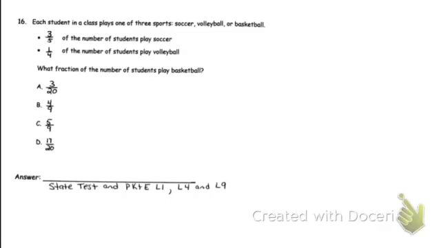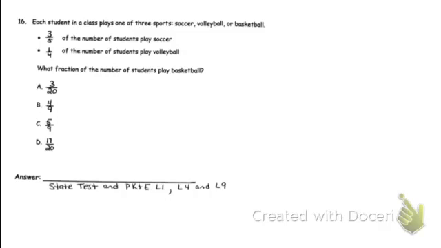Okay, let's take a look at the first bullet. 3/5 of the number of students play soccer. Second bullet, 1/4 of the number of students play volleyball. The question says, what fraction of the number of students play basketball? And I see that my answer is all fractions.